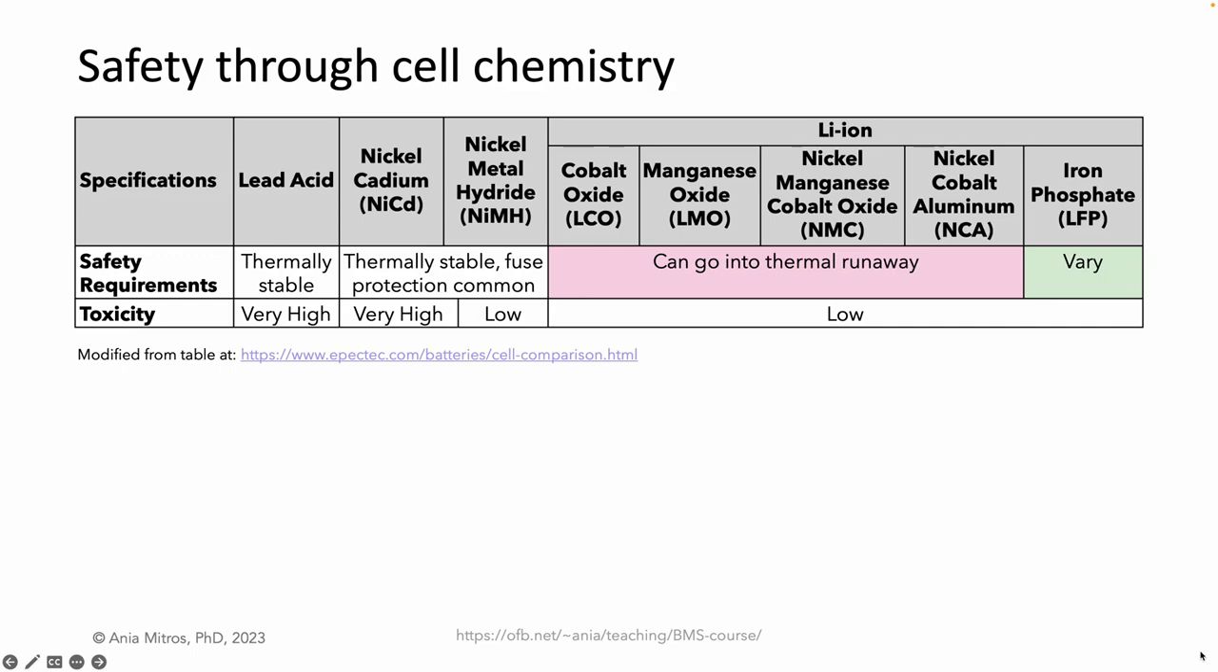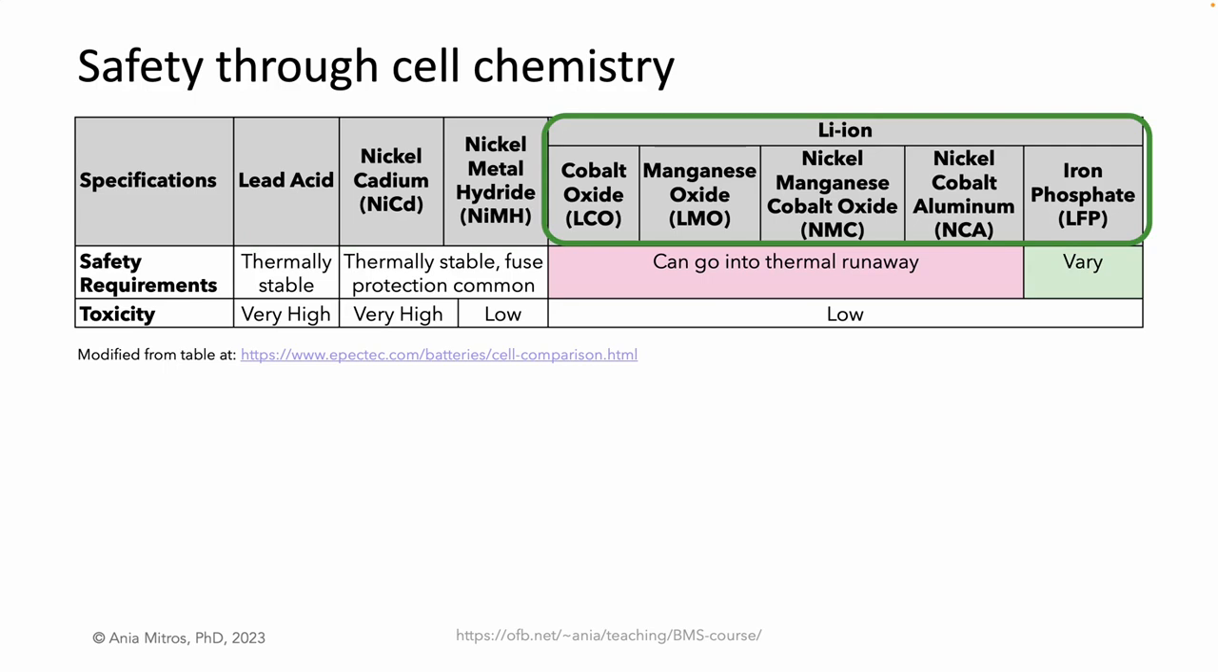Cell chemistries vary in how safe they are. Some chemistries, like lead acid, NiCad, and NiMH, are quite thermally stable. What thermally stable means is that if you damage or short-circuit one of these cells, the consequent local heating will not spread. It will not go into a positive feedback cycle leading to thermal runaway, exothermic behavior, fire.